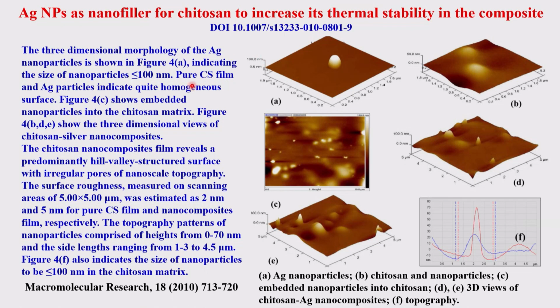Again this is an AFM study. Draw your attention to this particular slide. A is just the simple silver nanoparticle. B is the chitosan with this nanoparticle put into it. C is the embedded nanoparticles in the chitosan, and D and E are the corresponding 3D versions of it, the 3D views of the chitosan silver nanocomposites, and F is the topographic features of these.